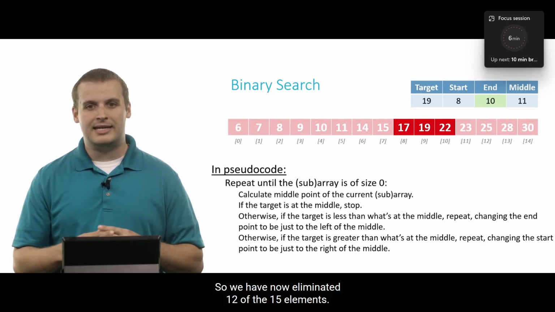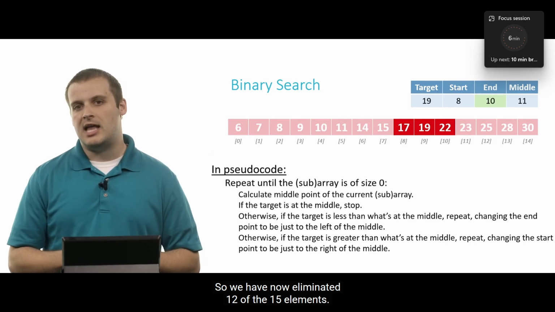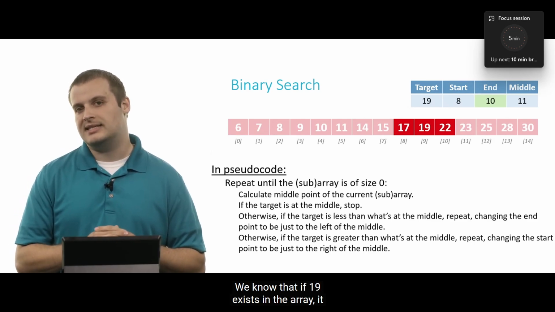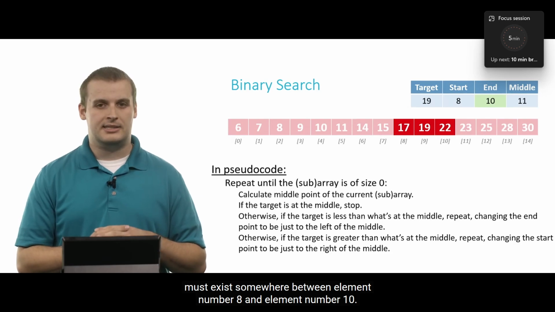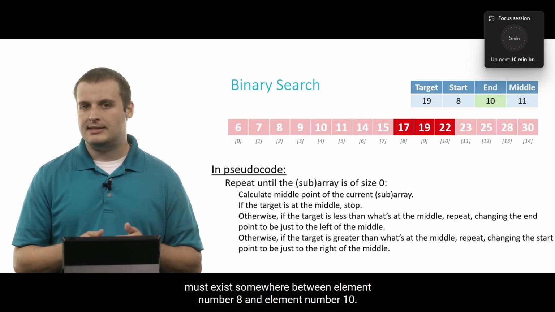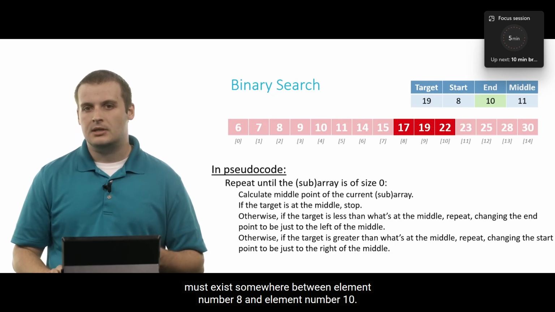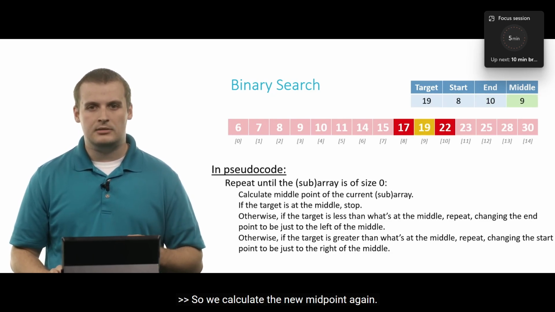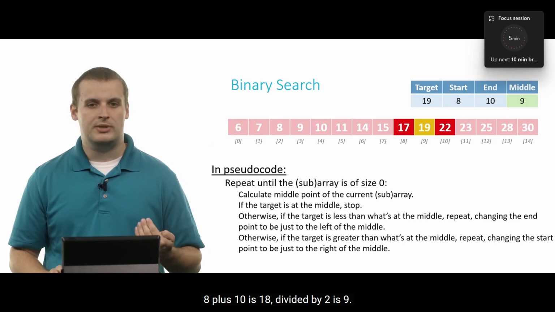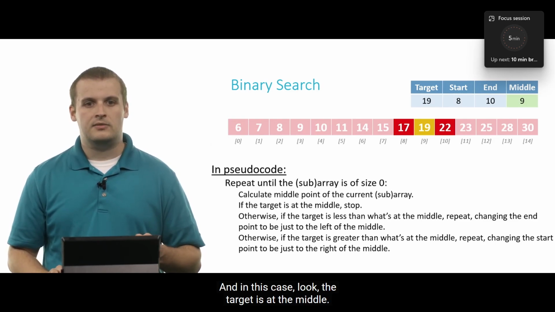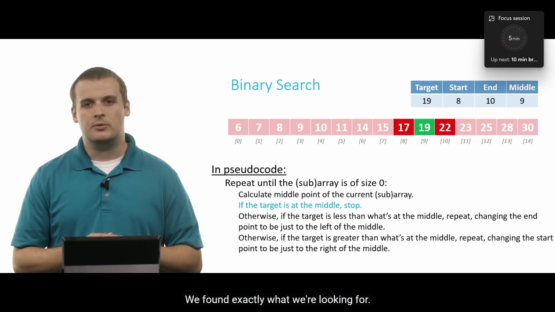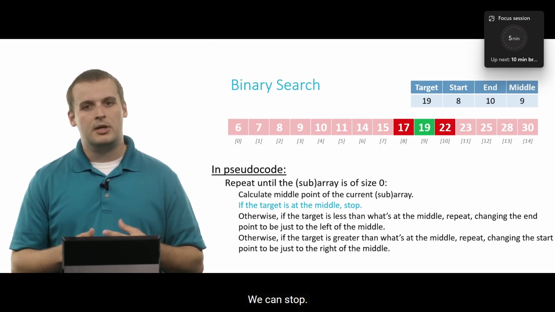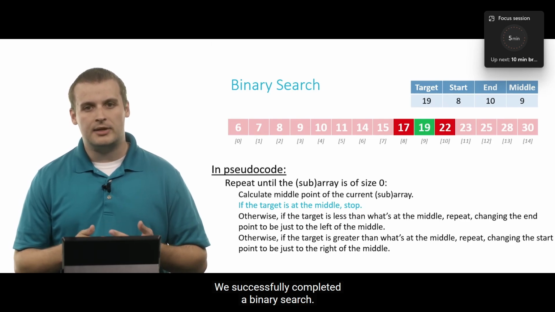So we have now eliminated 12 of the 15 elements. We know that if 19 exists in the array, it must exist somewhere between element number 8 and element number 10. So we calculate the new midpoint again. 8 plus 10 is 18, divided by 2 is 9. And in this case, look, the target is at the middle. We found exactly what we were looking for. We can stop. We've successfully completed a binary search.